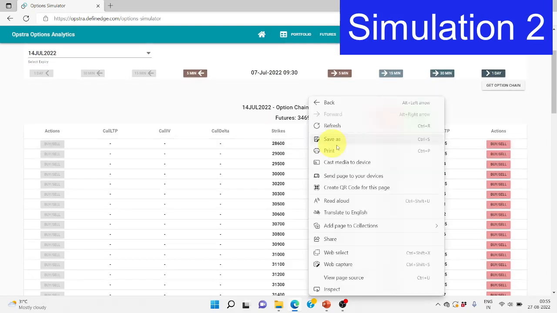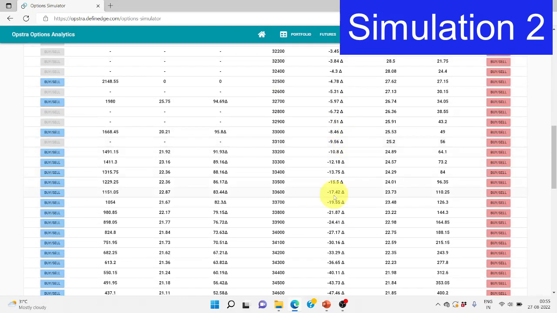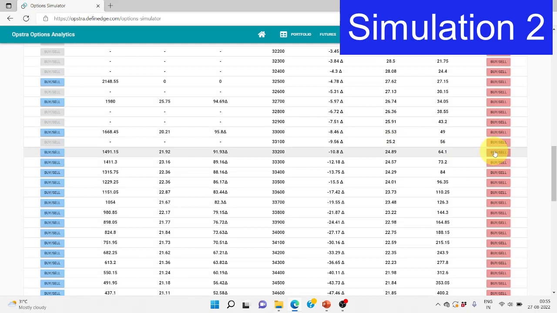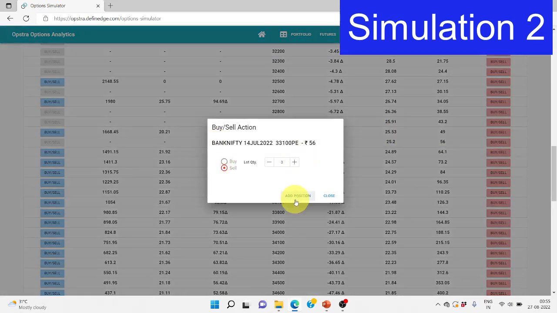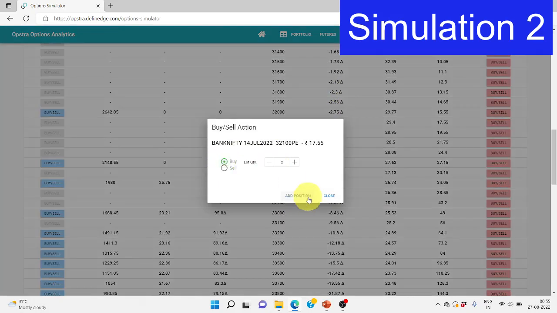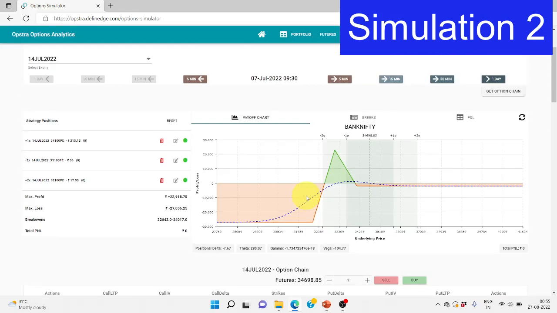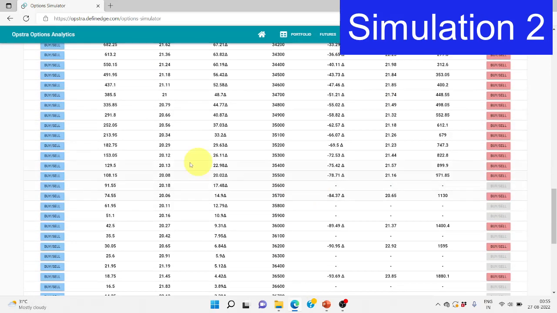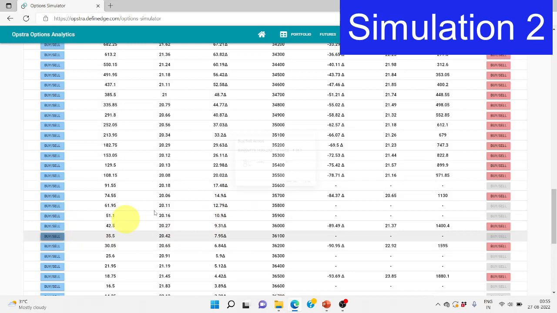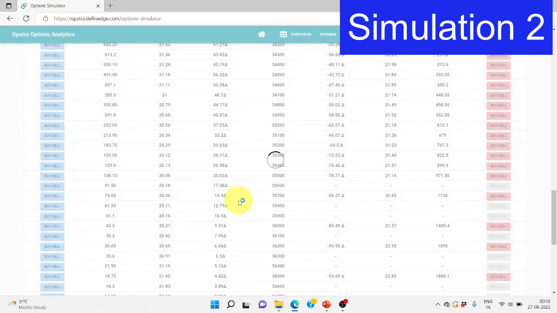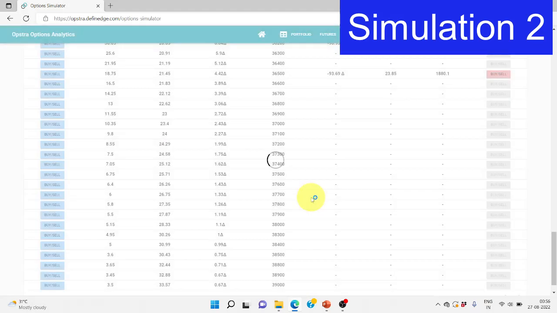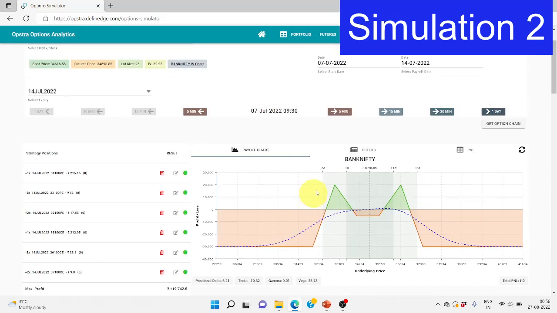Market is 34,600, so 3,400 we'll buy one lot, 3,300 we sell 3 lots, 3,200 we buy 2 lots, 3,500 we buy 1 lot, 3,600 we sell 3 lots, 3,700 we buy 2 lots. With this, our payoff chart will be like this again as usual.